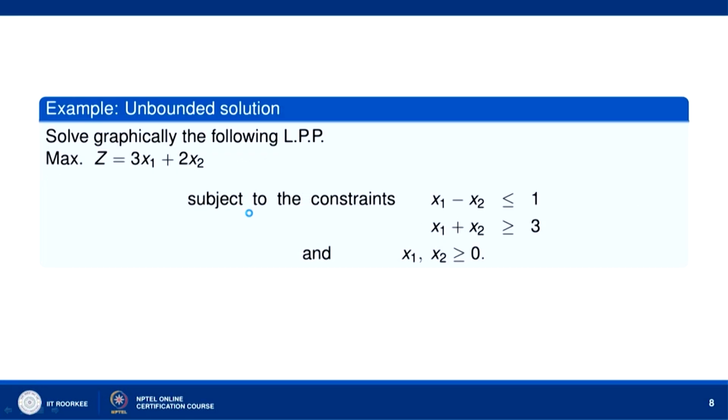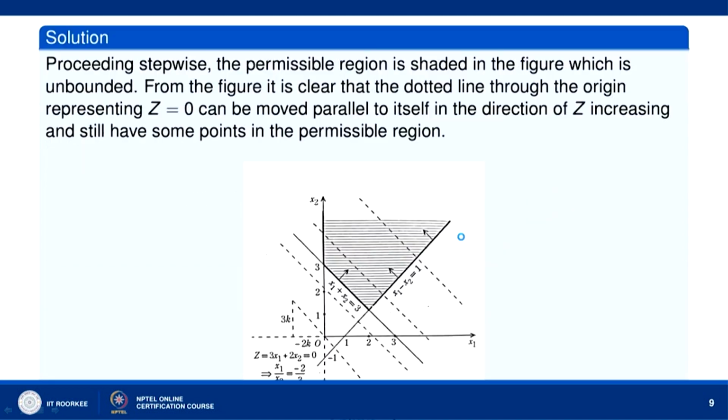Now, let us take an example of an unbounded solution. Suppose we have to solve this LPP: z equal to 3 x 1 plus 2 x 2, the constraints are x 1 minus x 2 less than or equal to 1, x 1 plus x 2 greater than or equal to 3, and x 1, x 2 are non-negative. Then what shall we have? Let us draw again the line x 1 minus x 2 equal to 1 and x 1 plus x 2 equal to 3.